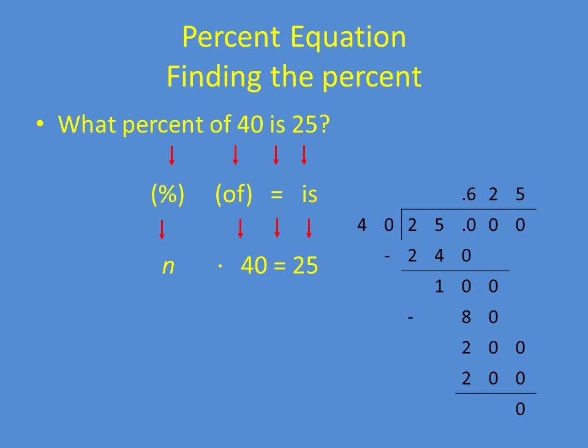Once again, though, because my answer is a decimal, that's not going to be my percent. I have to make it a percentage. So I've got to take my answer of 625 thousandths and move that decimal 2 spaces to the right, and that's going to give me 62.5%. So 62.5% of 40 is 25.